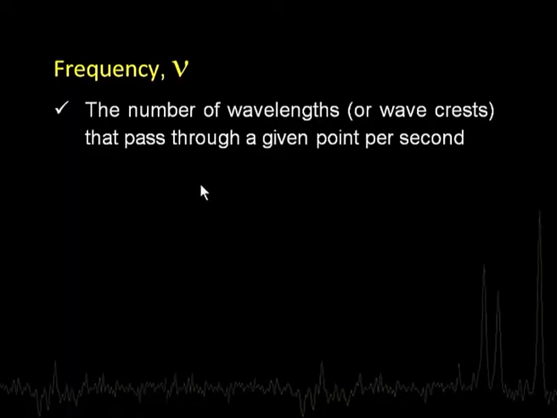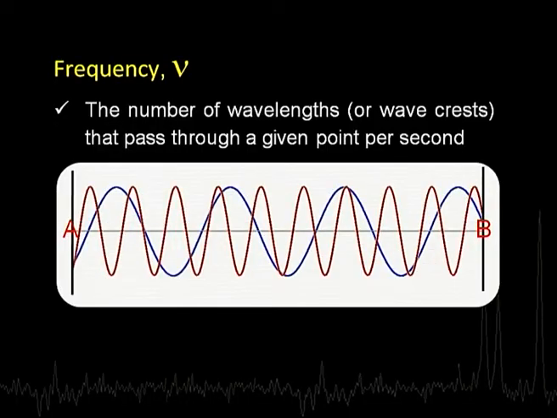Another parameter happens to be the frequency. Frequency is the number of wavelengths, or the wave crests you can say, that pass through a given point per second. Now, suppose a wave is coming towards you or going away from you, and if I look at one point of reference, how many wavelengths pass through that point in a given time, that is the frequency. So many wavelengths per unit time. Let us look at this picture here.